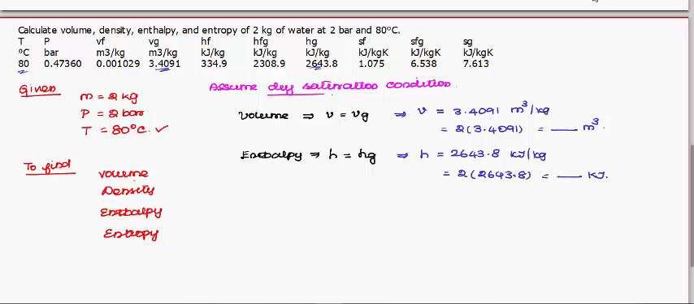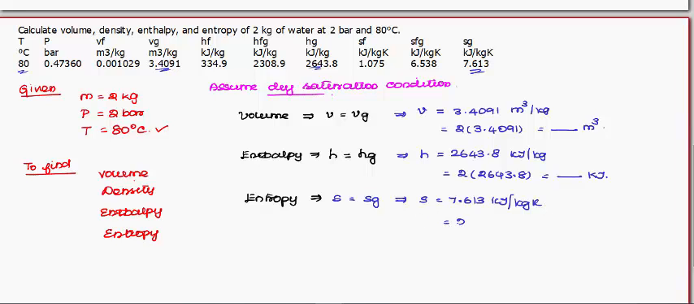Okay. Then the third question, entropy. So how can you derive the value of entropy? S is equal to Sg. That Sg value is nothing but 7.613 kilojoule per kilogram Kelvin. Our mass is 2 kilograms, so 2 into 7.613. How much amount of kilojoule per Kelvin? Okay, since mass is replaced.